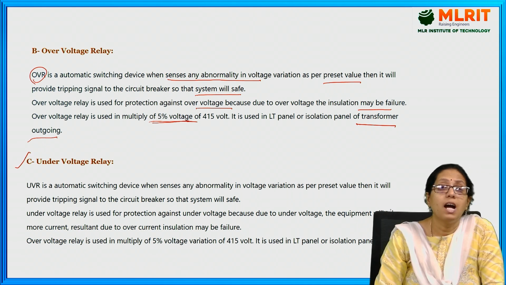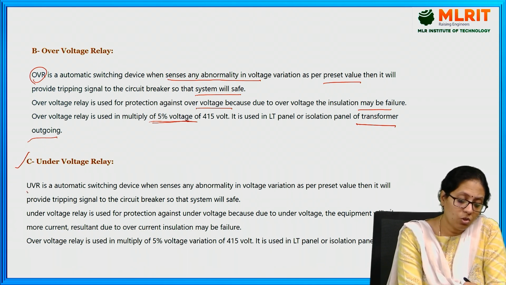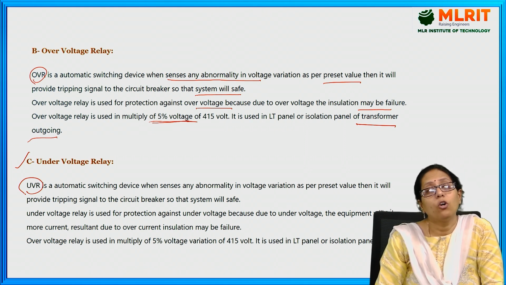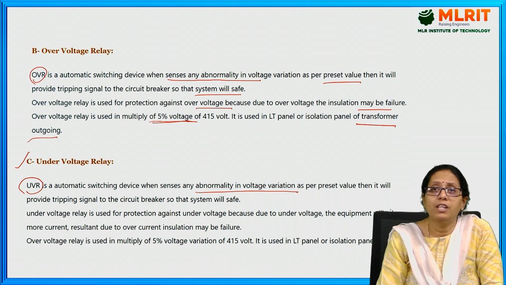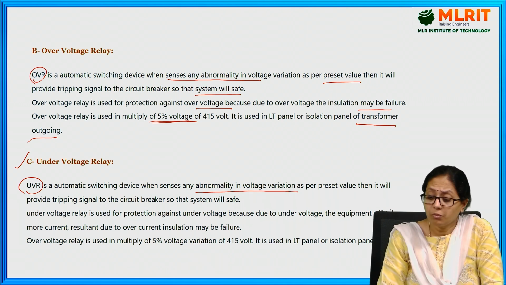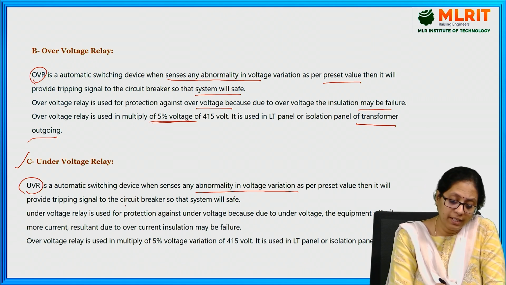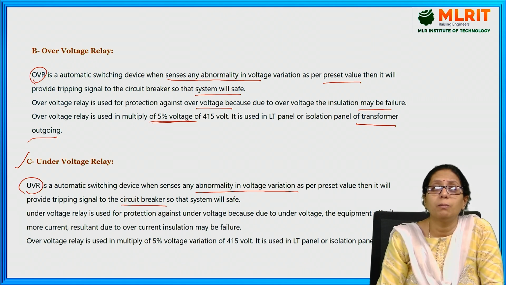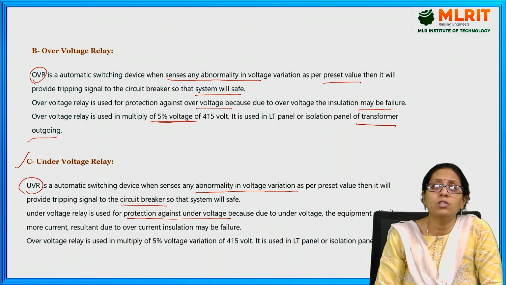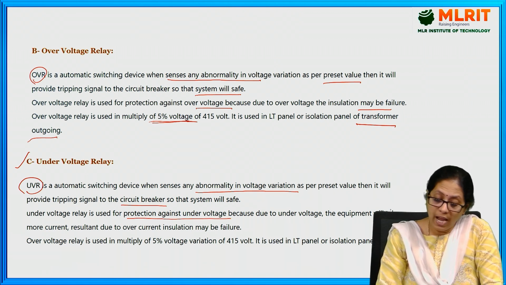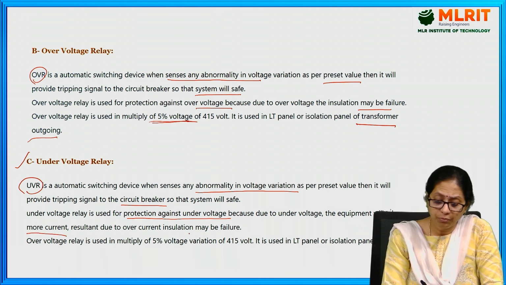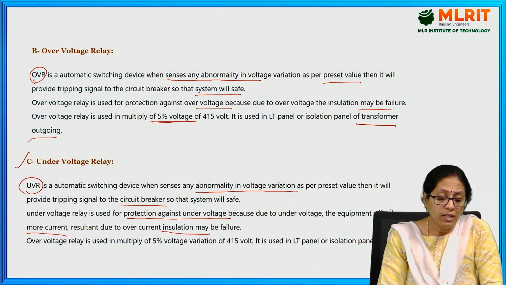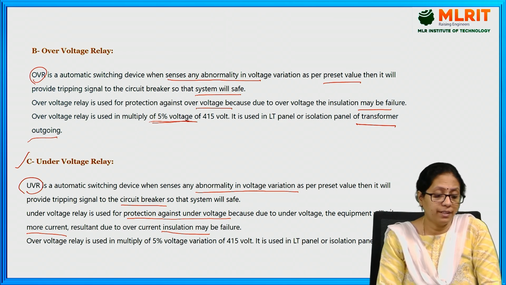The third one is under voltage relay, that is also called UVR. It is an automatic switching device which senses an abnormality in voltage variation as per the preset value. Then it will provide the tripping signal to the circuit breaker so that the system will be in a safe condition. Under voltage is dangerous because due to under voltage, the equipment will take more current, and due to the over current the insulation may fail. That means the over voltage as well as the under voltage both are detected here.